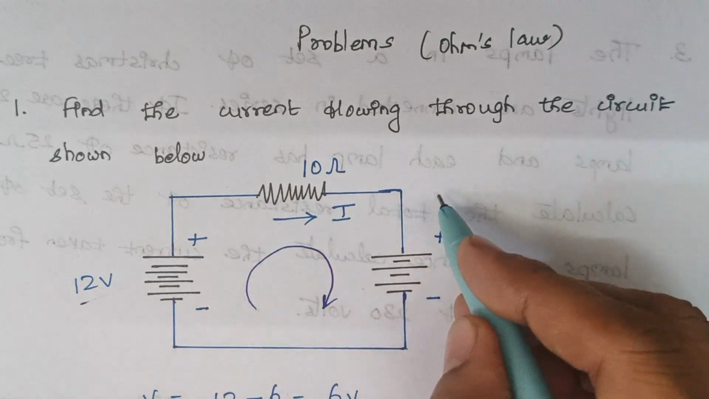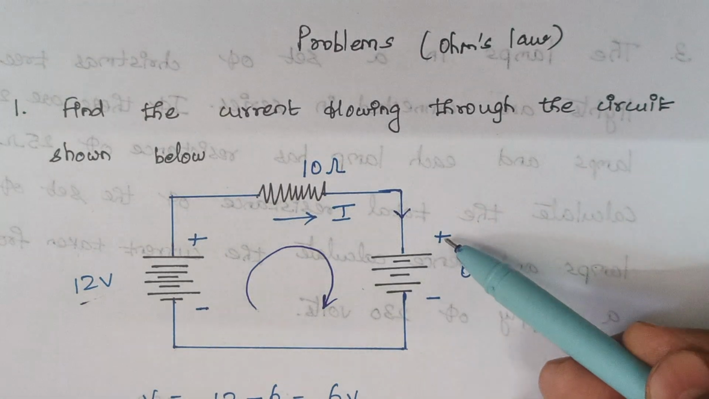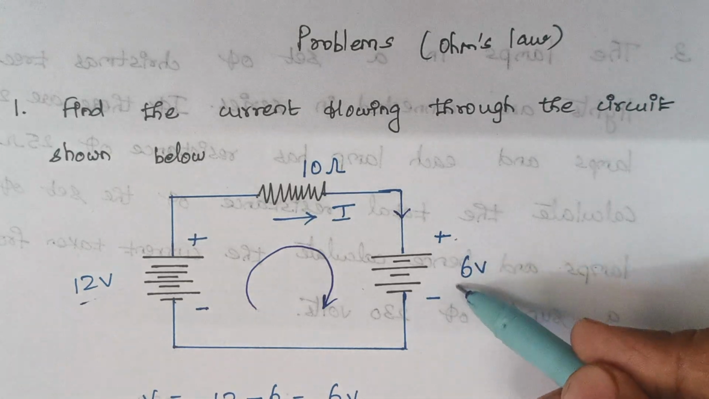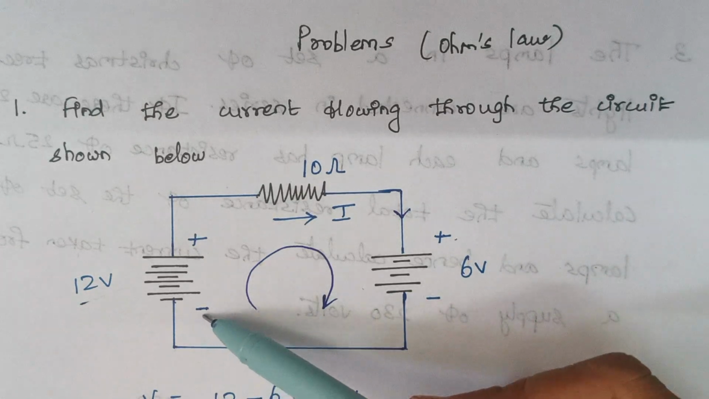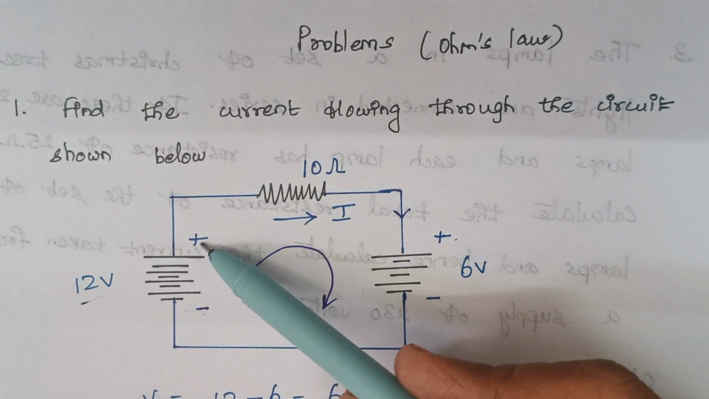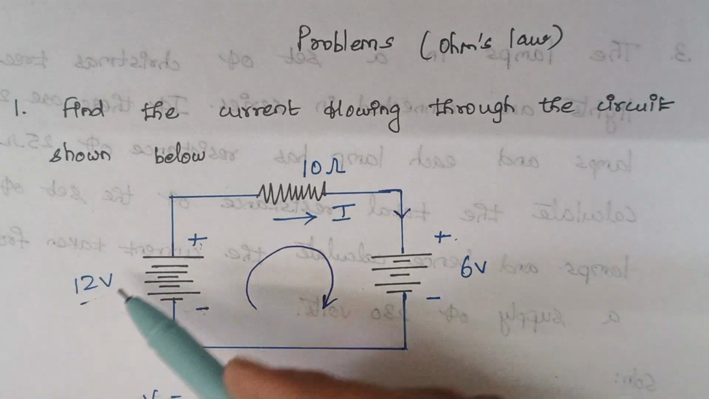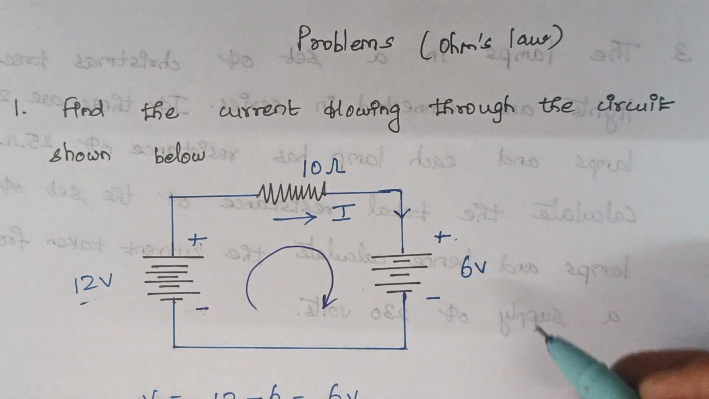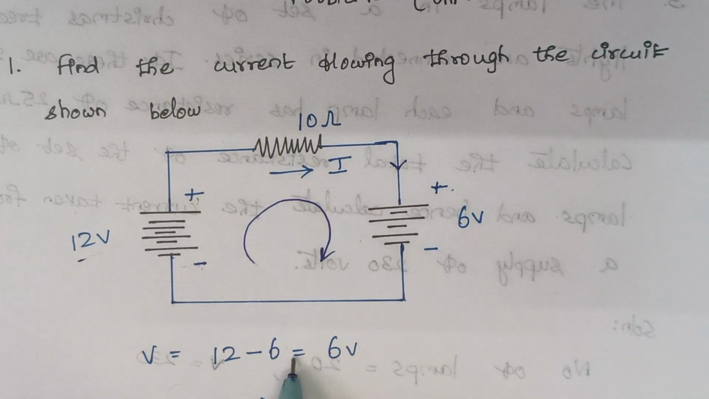Again, when you consider this 6 volt, you see the direction of current flow is from plus to minus. So here this 6 volt is considered to be minus 6, right? Am I making it clear? Here the current flows from minus to plus, therefore the value is plus 12 volt, whereas here it flows from plus to minus, therefore it is minus 6 volt. Therefore the total supply voltage is 12 minus 6, which is equal to 6 volt here.